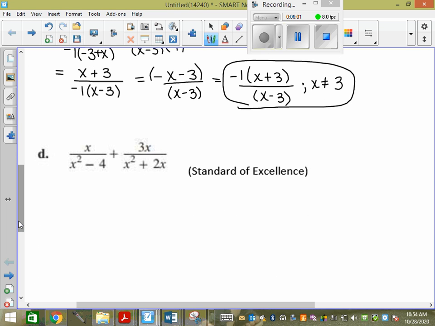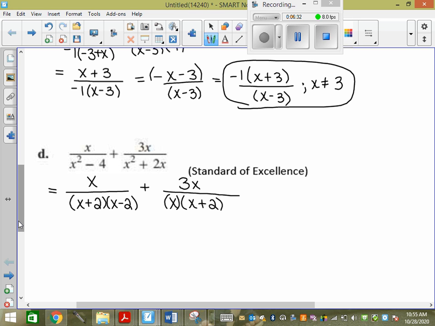All right. B. This is the standard of excellence. Why is it a standard of excellence? Because I don't just multiply my denominators by each other, right? For the bottom left denominator, it's a difference of squares. So I get x plus 2, x minus 2. The bottom right, I can GCF out an x, and I'm left with x plus 2. So it's a standard of excellence the moment I have to take those denominators and actually simplify them first before making a common denominator.